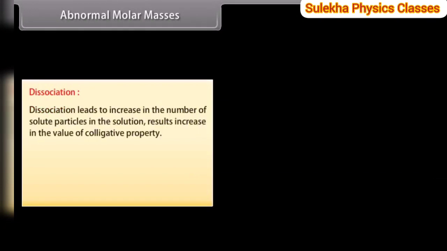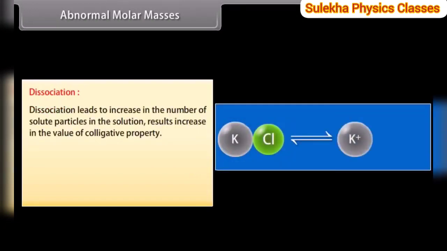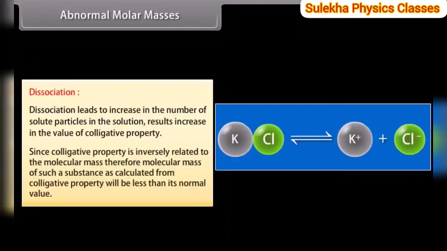Dissociation. Dissociation leads to increase in the number of solute particles in the solution, results in increase in the value of colligative property. Since colligative property is inversely related to the molecular mass, therefore, molecular mass of such a substance as calculated from colligative property will be less than its normal value.